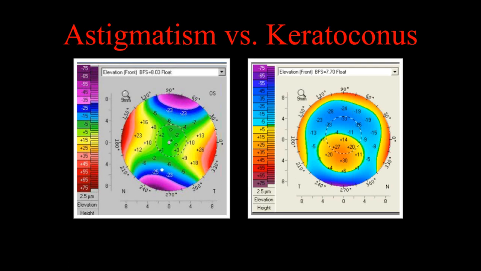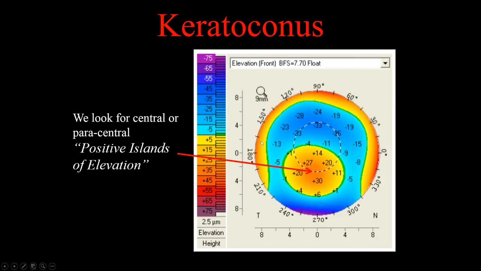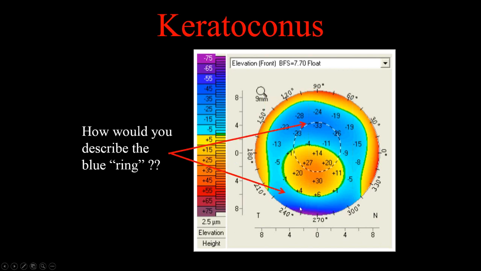Compare this normal astigmatic pattern to this pattern, which is distinctly different, even though if you notice the numbers are somewhat similar: plus 26, this is high, plus 30. But it's pattern recognition that's important. We call this a positive island of elevation surrounded by a sea of blue. I showed you why we get this type of pattern for an astigmatic cornea. So why do we get this type of pattern on a keratoconic cornea? Again, we call it a positive island of elevation surrounded by a sea of blue.